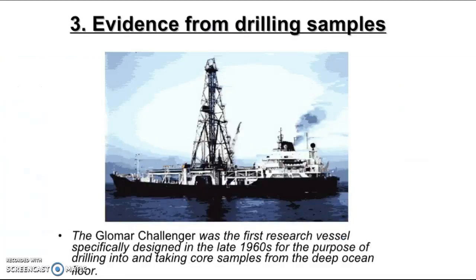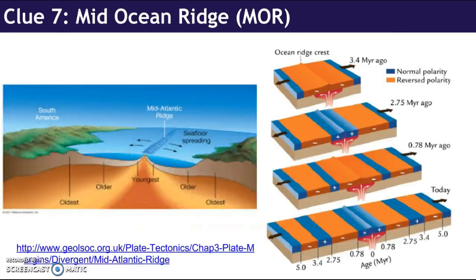All right, so the next piece of evidence was from drilling samples. They sent vessels down to take samples, and by dating the rock, they found that the newest rock was closest to the mid-ocean ridge and the oldest rock was further away, which showed that indeed the plates were moving and spreading apart. This would be the youngest samples of rock taken here, oldest the further out you got.